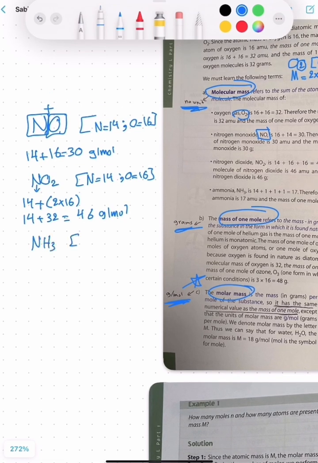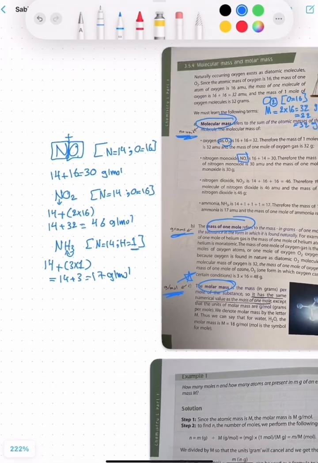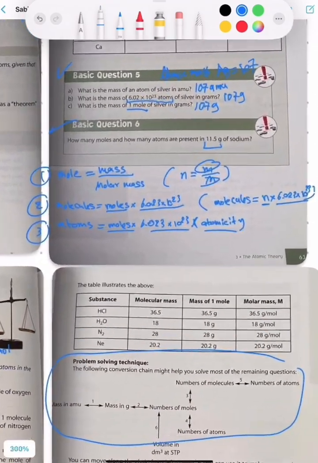NH3: the question will give you nitrogen is 14, hydrogen is equal to 1. So nitrogen is 1 times 14, plus 3 hydrogens, so 3 times, how much is hydrogen? 1, so 3 times 1. So it's equal to 17 gram per mole. This is how you calculate the molar mass, the molecular mass, and the mass of 1 mole. Especially molar mass, you will use it a lot in all of these calculations.